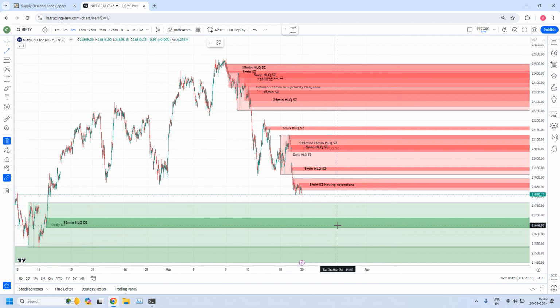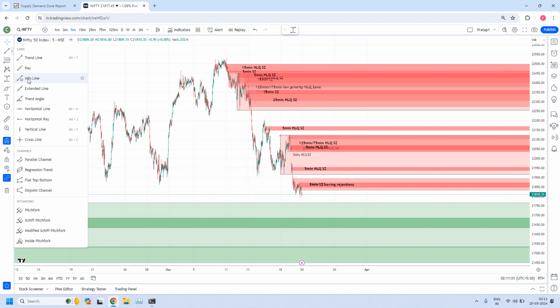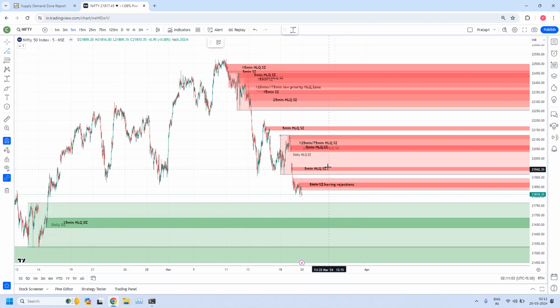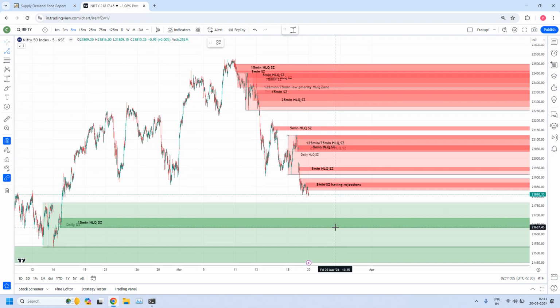Now we can expect a price movement from this high liquidity zone to... Sorry, I have to draw the info line, because that gives the ranges. So here we have a line called the info line. This always gives the ranges.